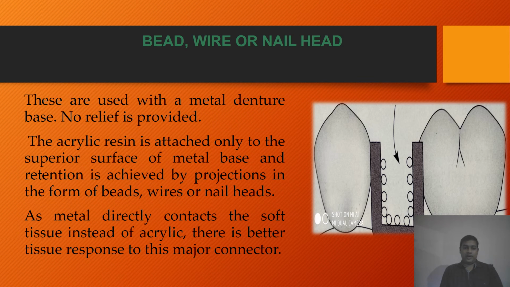Bead wire or nail head minor connector. Here the denture base is directly in contact with the underlying soft tissue. There is no acrylic lining below the denture base minor connector. No relief is provided here. It is indicated in class 3 situations. The acrylic resin is attached only onto the superior surface of the metal base, and the retention is by use of bead wire or nail heads. Since the metal is in direct contact with the soft tissue, there is a better tissue response to the major connector.